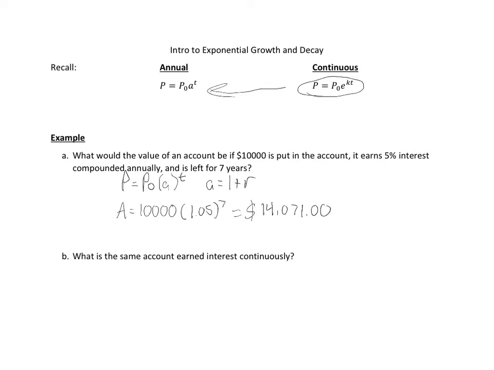What we would get? And so we want to write P equals P naught E to the KT. And remember, K is actually the exact rate in decimal form. So if we use maybe account instead of P, the account would equal 10,000 E to the 0.05 times 7.